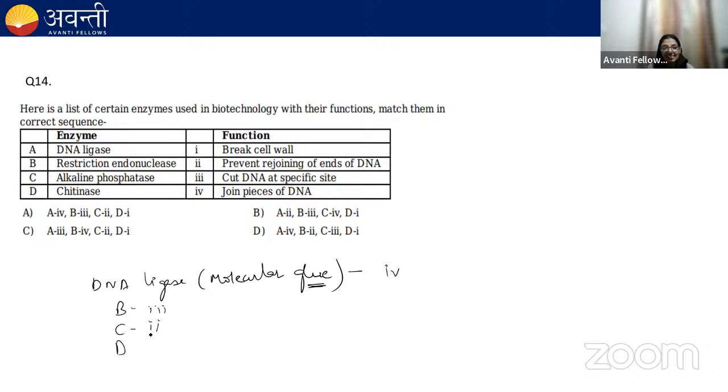And D is chitinase. We know that in organisms like fungi, the cell wall is made up of chitin. So to break the cell wall, chitinase enzyme is required. So D1. So B3, C2, D1. So correct option is A.